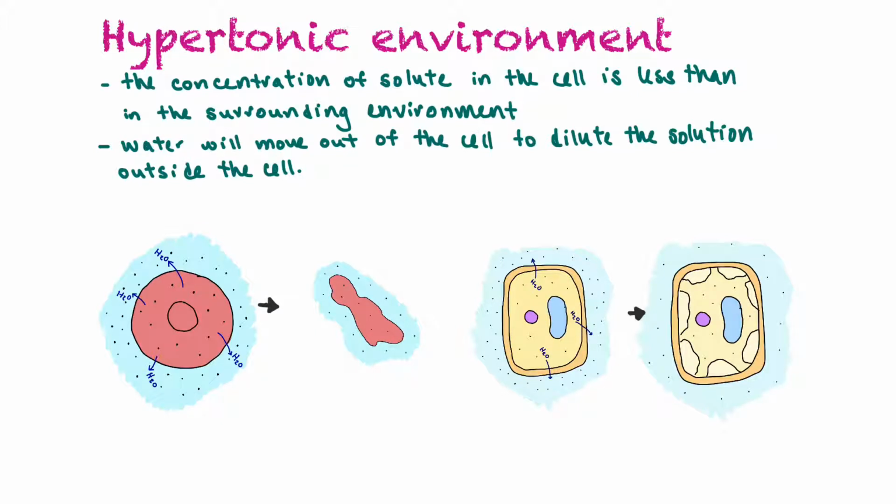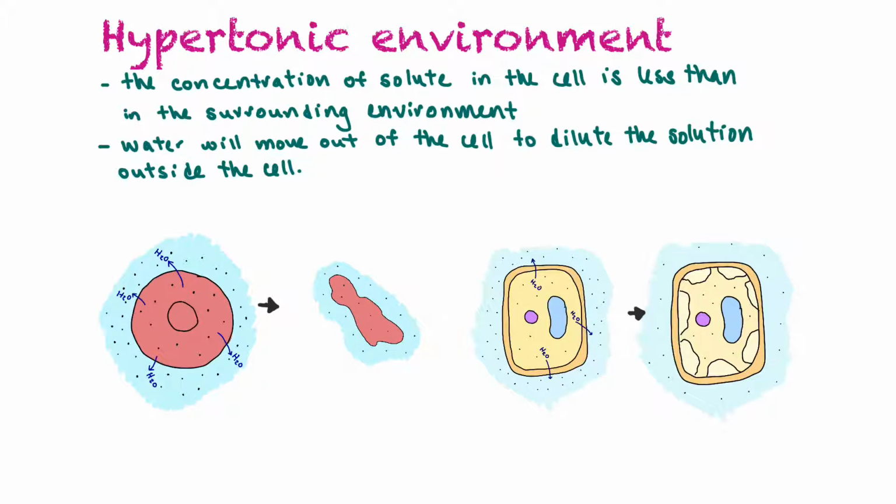Now in a hypertonic environment, the concentration of solute in the cell is less than the concentration in the surrounding environment. So if you take a look at this, there's a lot more particles outside of the cell than inside of the cell. So because of that, water will start leaving the cell to help balance out that concentration, so to dilute the solution outside the cell.